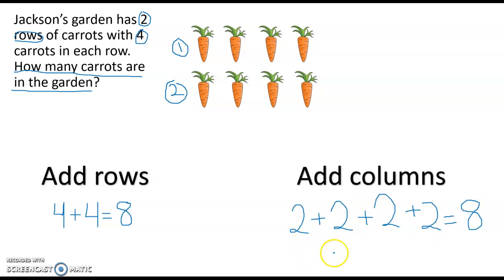So why do I have 4 2's? It's because I have 4 columns. 1, 2, 3, 4. And there's 2 in each column. So again, you can add the rows or you can add the columns. There's two different ways to write an equation for arrays.